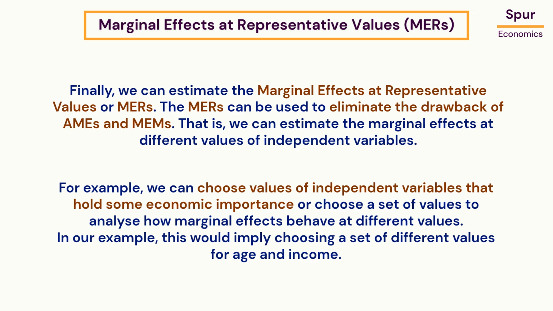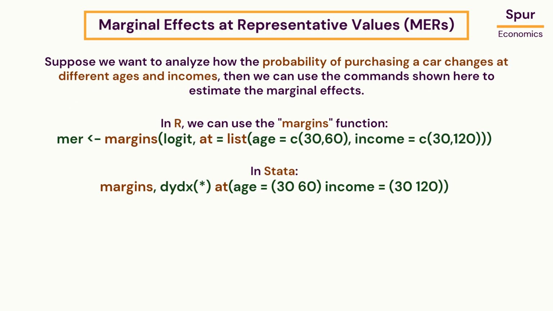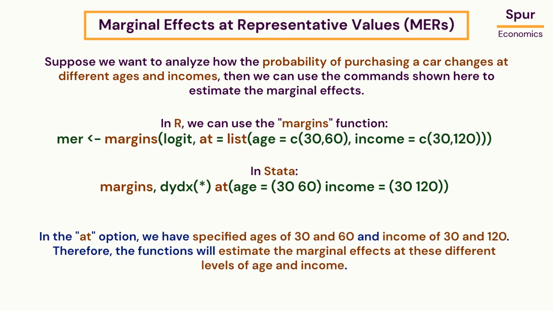For example, we can choose values of independent variables that hold some economic importance, or choose a set of values to analyze how marginal effects behave at different values. In our example, this would imply choosing a set of different values for age and income. Suppose we want to analyze how the probability of purchasing a car changes at different ages and incomes, then we can use the command shown here to estimate the marginal effects. In that option, we have specified ages of 30 and 60 and income of 30 and 120. Therefore, the function will estimate the marginal effects at these different levels of age and income.